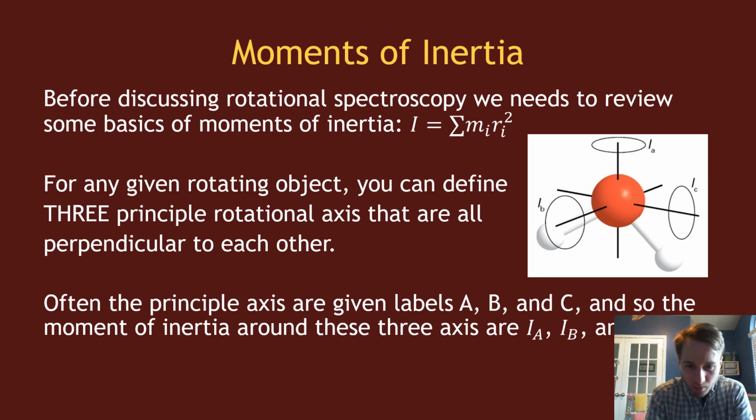And so now we'll move on to talking about moments of inertia. For atomic spectroscopy, it's fairly simple. Just the angular momentum of your orbital has to increase or decrease by 1, depending on if you're absorbing or emitting light. So now we'll talk about moments of inertia and rotational spectroscopy.